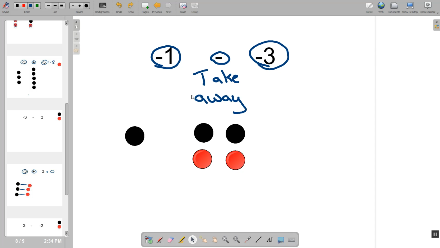So the board's value is still negative 1. That hasn't changed. But now I have the ability to take away 1, 2, 3 negative chips. That means I am left with an answer of positive 2.